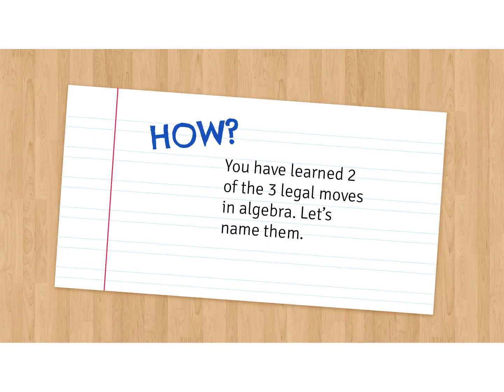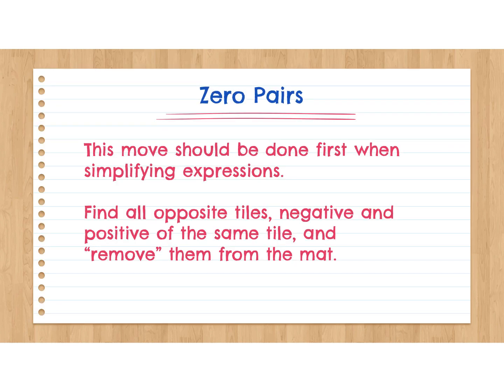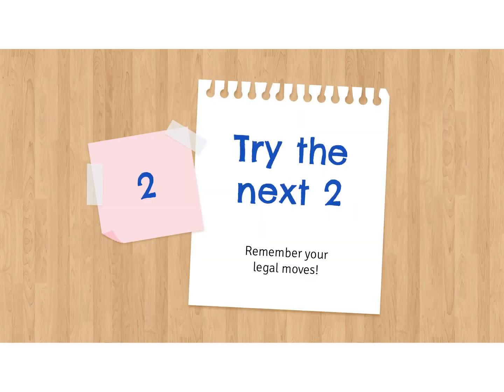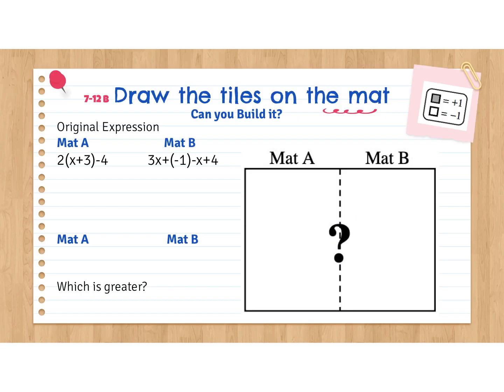So again, like I gave you a little teaser at the beginning, you've now learned 2 of those legal moves. We have actually 3. So let's put some definition around them. You know the 0 pairs well. It's also called combining like terms. This should be done first, absolutely done first. When you're simplifying equations and expressions, all of these things, you want to get rid of your 0 pairs. It's the easiest way to eliminate tiles.